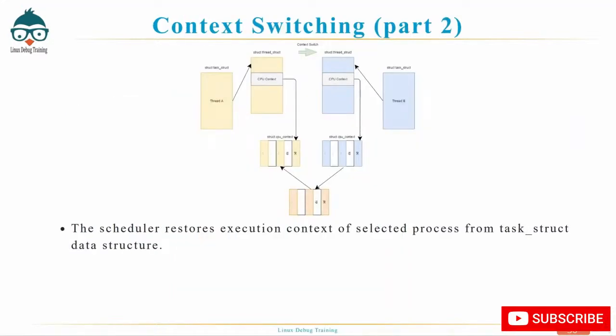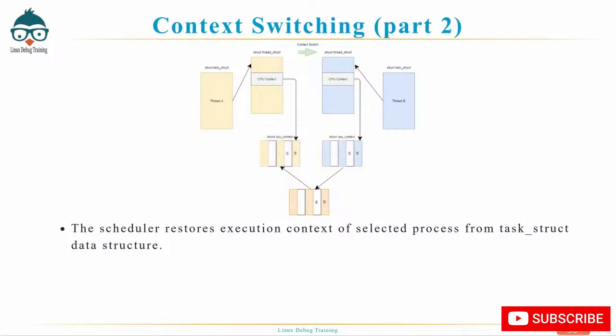In the diagram above, we can see a context switch between two threads. The struct cpu_context typically includes the values of CPU registers, the stack trace, the program counter, and other relevant processor-specific state information.